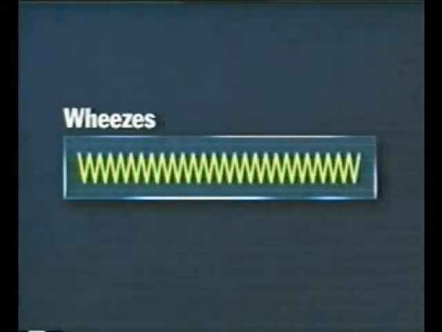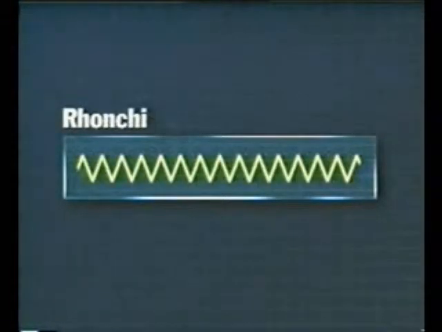Coarse crackles are louder, lower-pitched, and longer. Compared to crackles, wheezes and rhonchi last much longer and sound more musical. Wheezes are relatively high-pitched and have a hissing or shrill quality. Rhonchi have a lower-pitched, snoring quality.